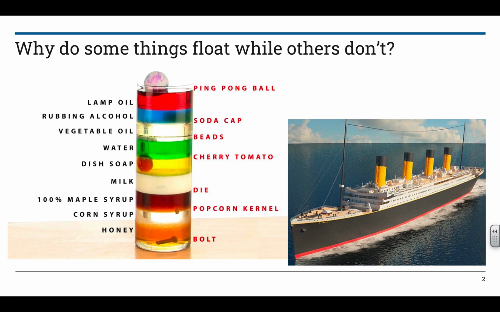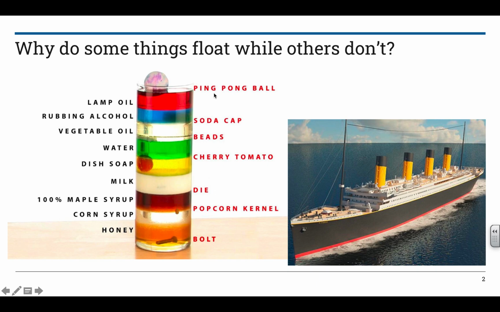Let's start off by asking ourselves, why do some things float and other things don't? If you look at the picture, you've got liquids here, and you see lamp oil is on the top, rubbing alcohol, vegetable oil, water, dish soap, milk, maple syrup, corn syrup, and honey. Those are all liquids right here.